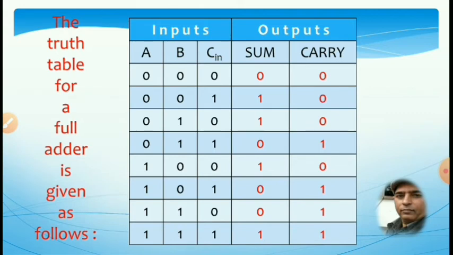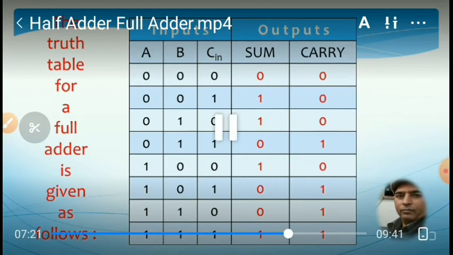In case of 1 plus 1 plus 1, that is the last row, we have three ones and they add up to 3. When we divide it by 2, we get one remainder and one quotient. Then in this case, the sum, that is the remainder, is 1 and the carry, that is the quotient, is also 1. In this way, we found the output of the full adder.